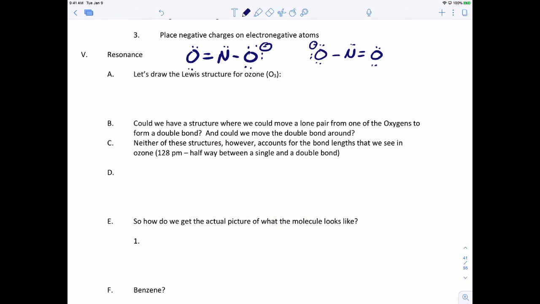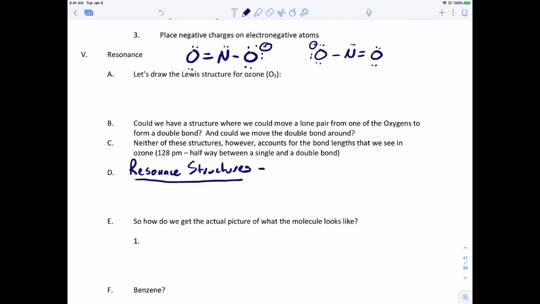Okay, so neither of these structures actually account for the bond lengths that we see in the nitrite ion. And it turns out that the bond lengths are going to be about 128 picometers. So they're going to be about halfway between a single and a double bond. So this is actually what we're talking about, this idea of resonance. So these are resonance structures.